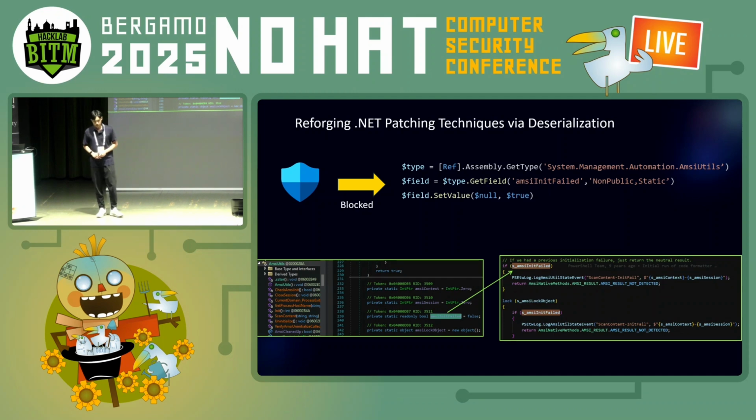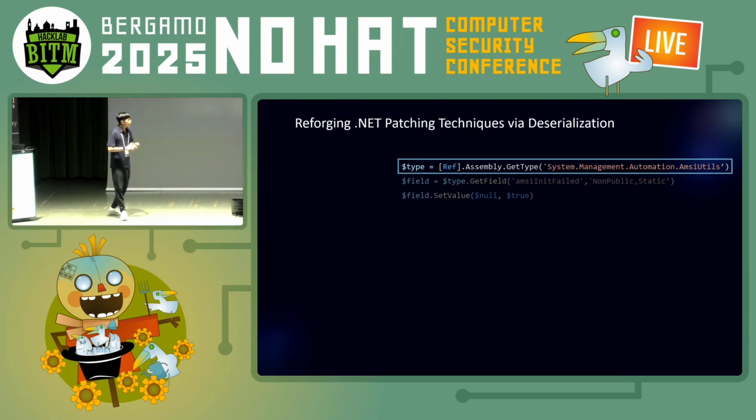Okay, so here is a classic AMSI bypass payload we just talked about, that uses reflection to override the AMSI init-fail, right? But Defender already blocks this. We still could use .NET deserialization to weaponize this as a new payload. So let's see how it works.